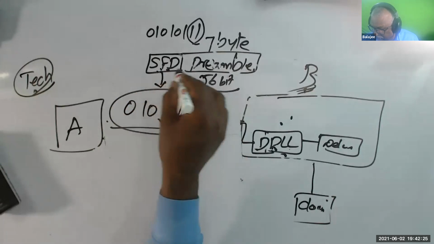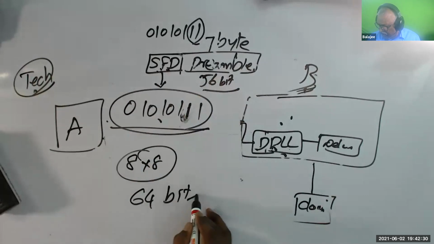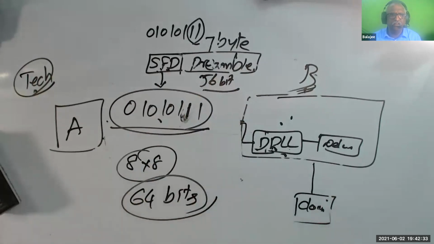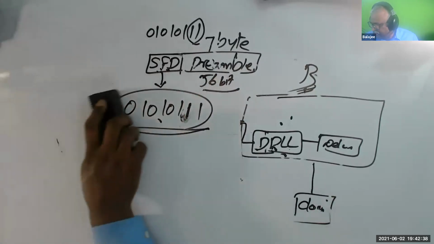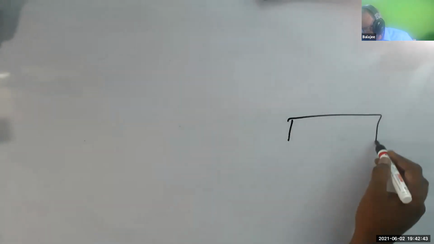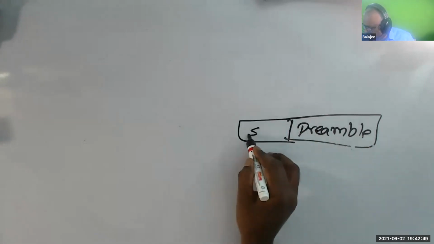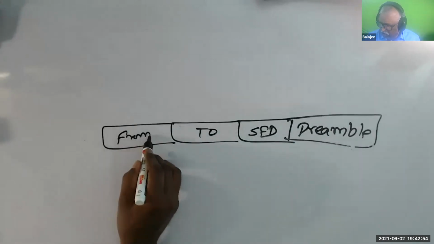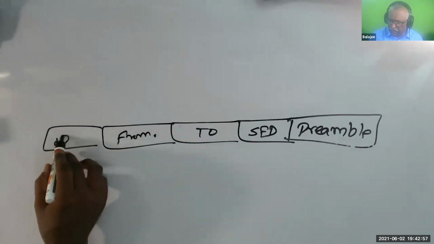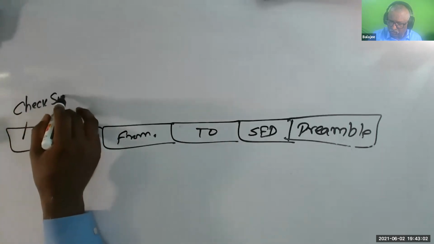Now actually it is 8 bytes, so 8 into 8. We spend 64 bits initially to make sure that I am synchronized. Then only all the things we discussed are happening. So what I do here is I transmit something called the preamble. Then I transmit SFD. Then I transmit the to address, from address, data, and a checksum or CRC.